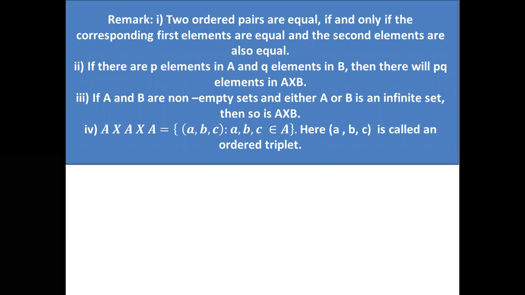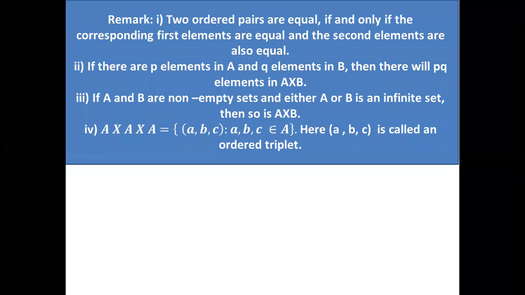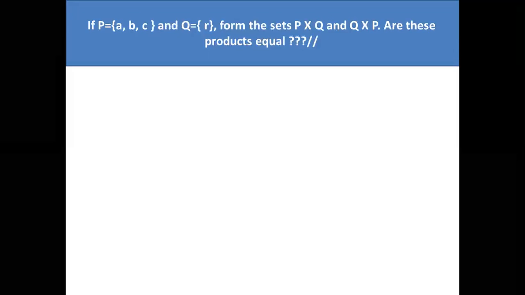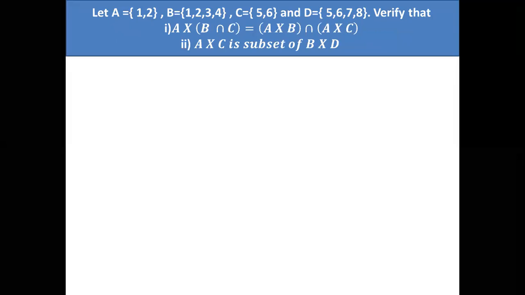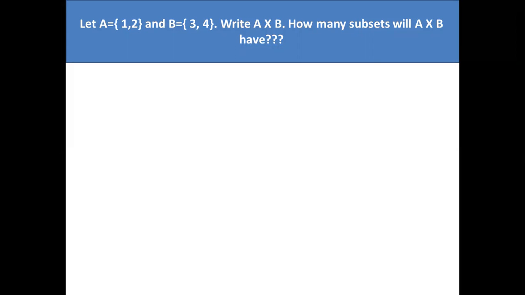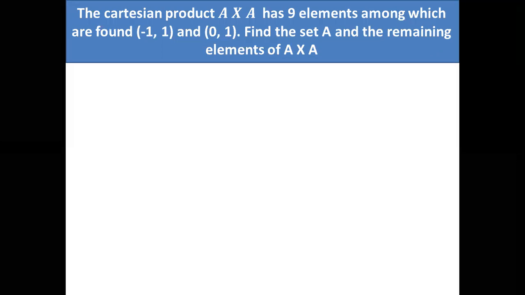Then we had when we can say two ordered pairs are equal: if the first elements of both ordered pairs are equal and the second elements are also equal. We had studied certain problems. Suppose you have m elements in a set A and n elements in set B, then the number of elements in A cross B is equal to m into n.